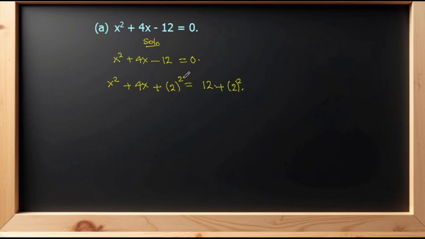After here, we can simplify both the right hand side and the left hand side. So we have here x squared plus 4x plus 4 equals 12 plus 4. Then from the left hand side, we can complete the square. How do we complete the square?